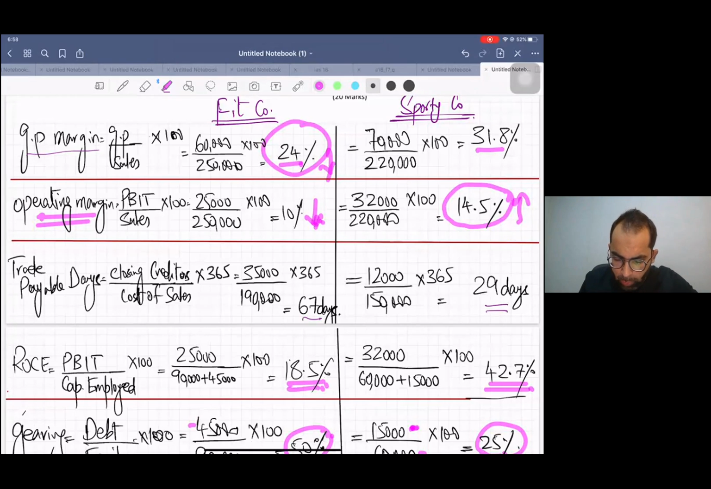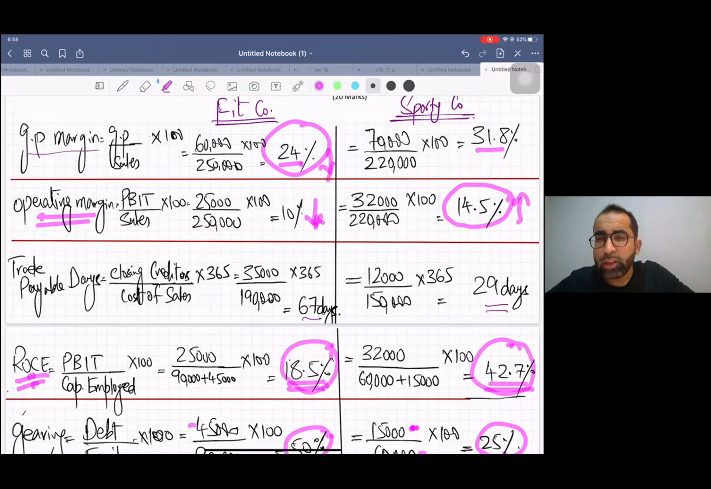Now look at the ROS. This ROS is 42.7 and this is 18.5%. What is the routine commentary of ROS? ROS shows the efficiency of management, the overall efficiency of the management. So by comparing these two, the efficiency of Fit company is lower and the efficiency of this company is higher. Simple.